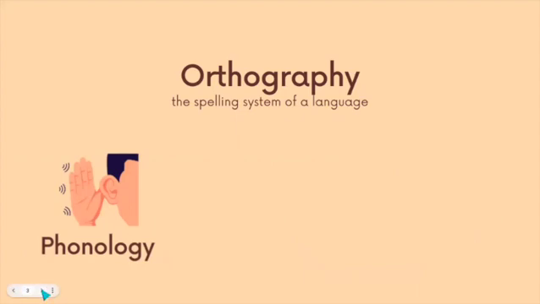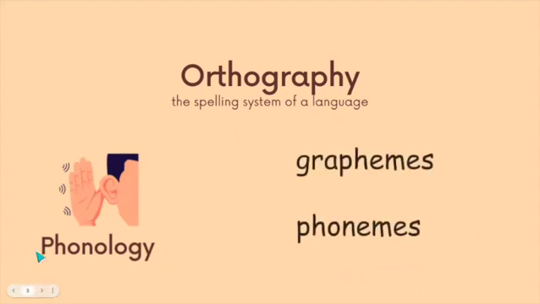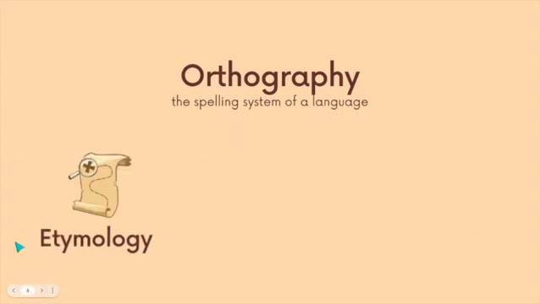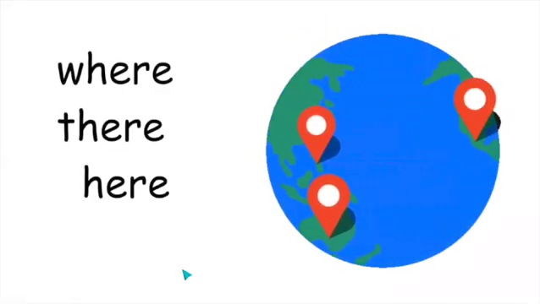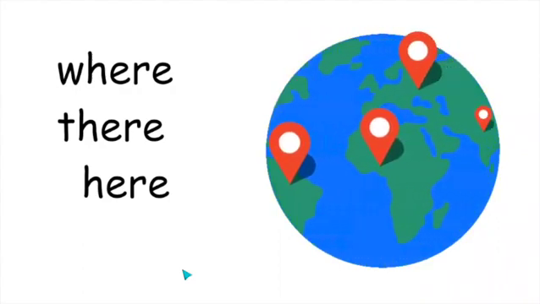Phonology is the sounds that we hear from the words and the letters or letter combinations that make up those sounds. So we call those letter combinations graphemes, and the sounds that we hear are phonemes. And lastly, we look at the etymology of words, and that's the story or the history of words. And today, as we look at three words that go together, we're going to talk a little bit about each of those parts. We're going to talk about where, there, and here today.